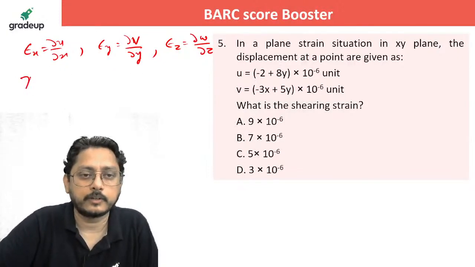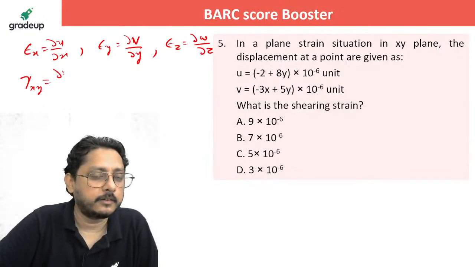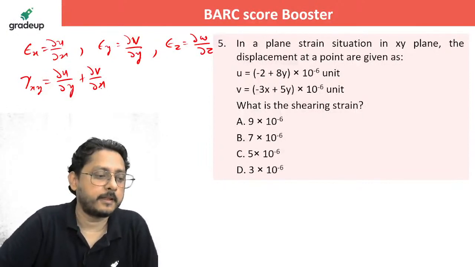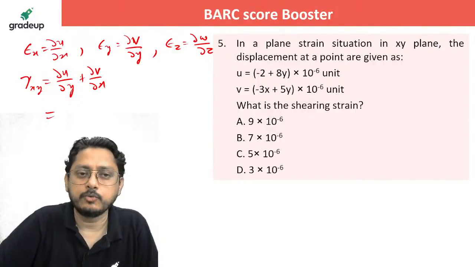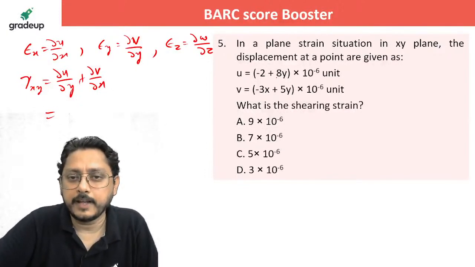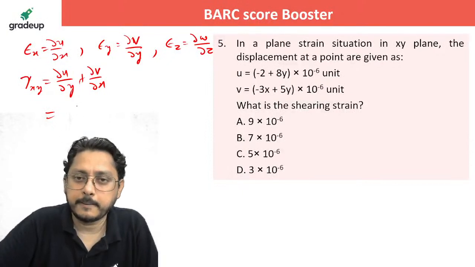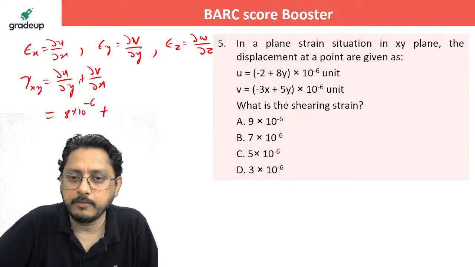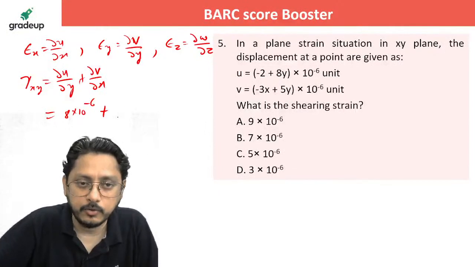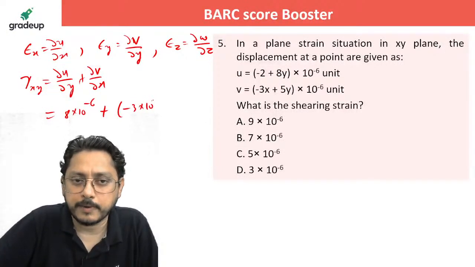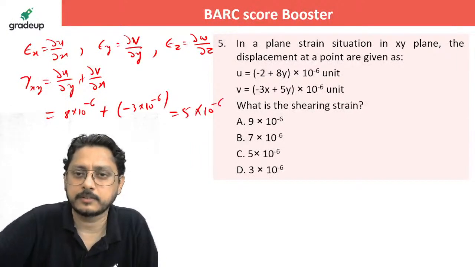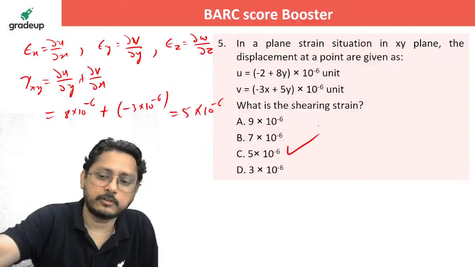What is that gamma xy? Gamma xy is del u by del y plus del v by del x, isn't it? Del u by del y, you will get simply 8 into 10 raised to minus 6. Then plus del v by del x, if you do it here, you will get a minus value, that is minus 3 into 10 raised to minus 6. Now how much is left here? That is 5 into 10 raised to minus 6. That's all.